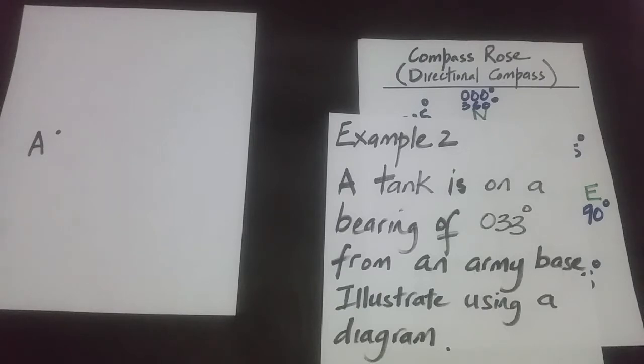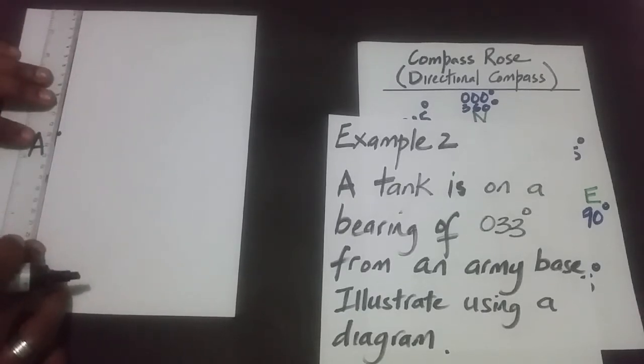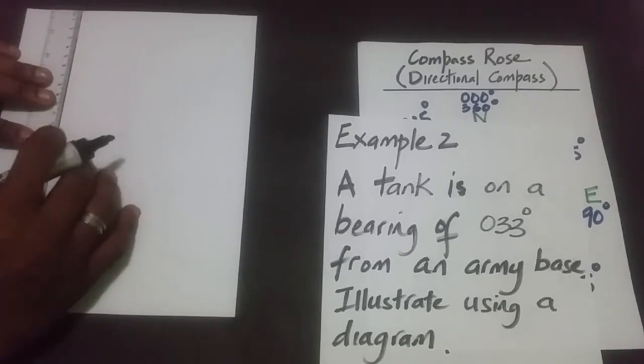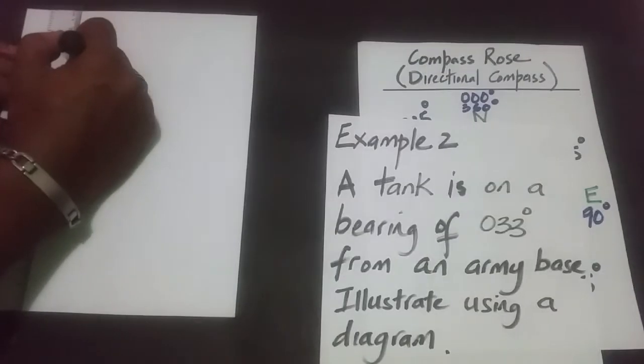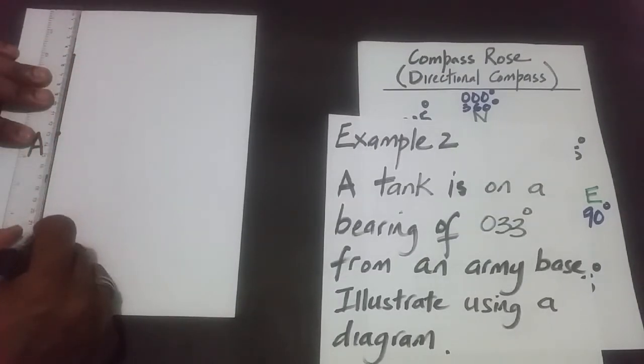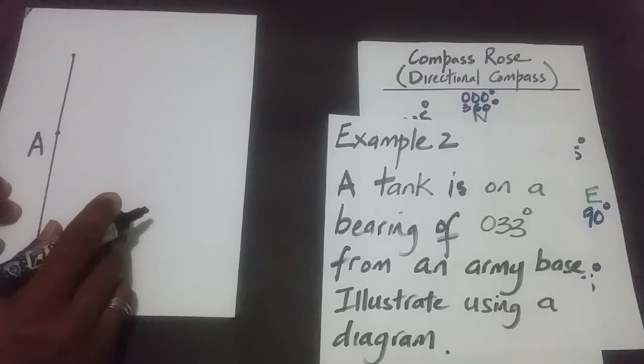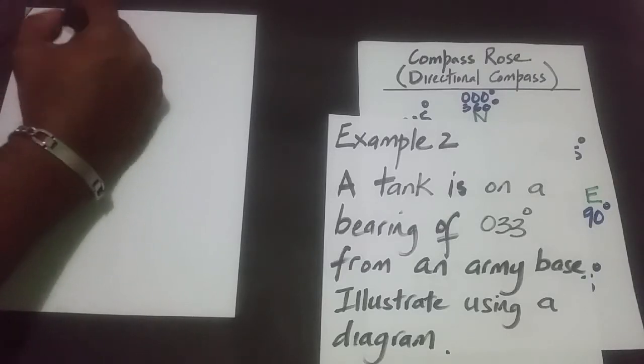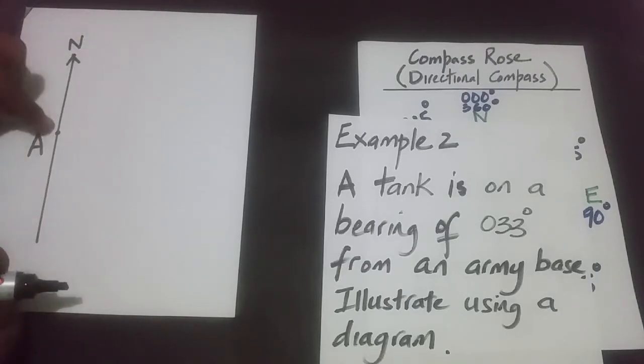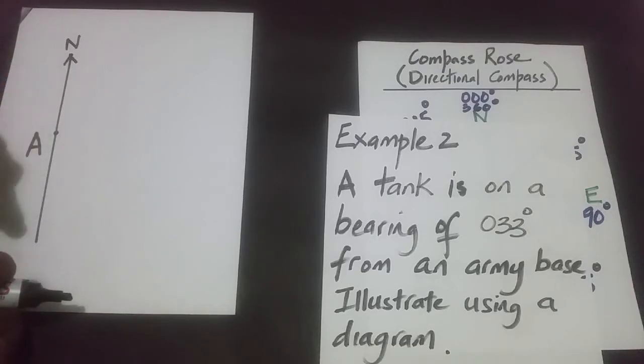And again, a north line must come through that point, and the north line must be vertical. So I'm just going to indicate that north line, and again, this part is going to be relevant in more complicated questions, so do not stop the line on this point. Carry it on. So we have the army base and the north line.